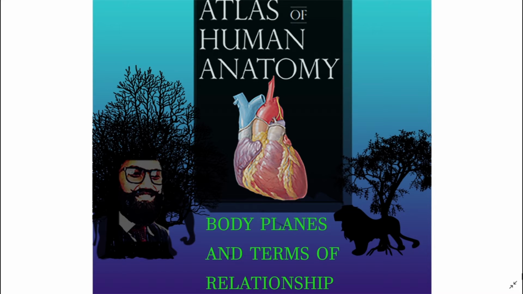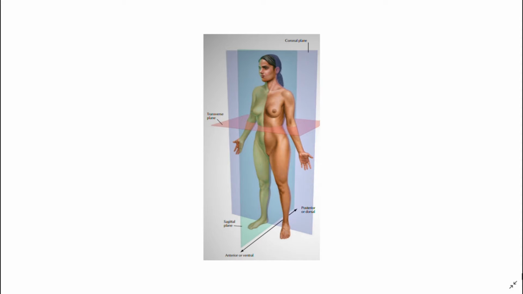Atlas of Human Anatomy is our book. Our chapter is Body Planes and Terms of Relationship. I hope this video may help first year MBBS students. In this chapter we are going to learn sagittal plane, coronal plane, and transverse plane.